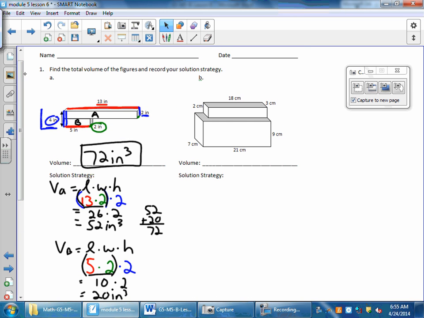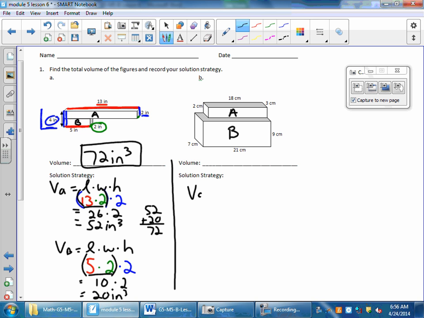Okay. Question B. Again, I see 2 different prisms in my structure. I see an A prism and a B prism, similar to question 1A. I'm going to find a volume of A and a volume for B.